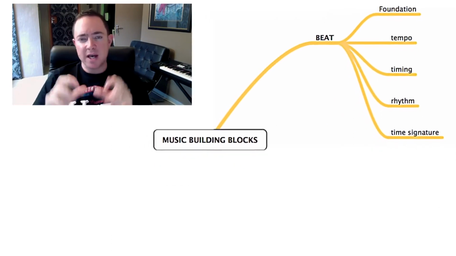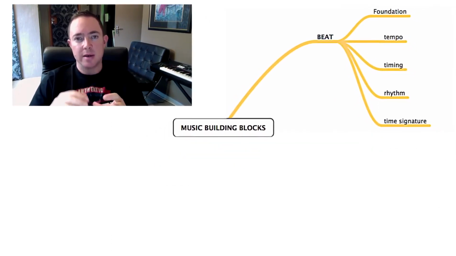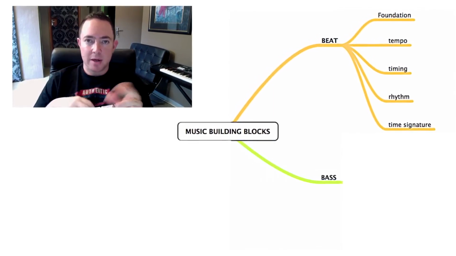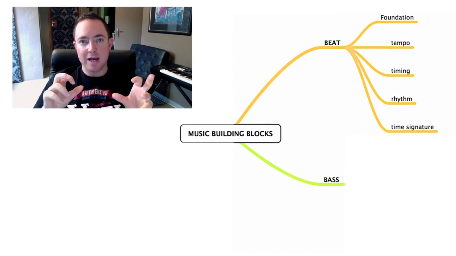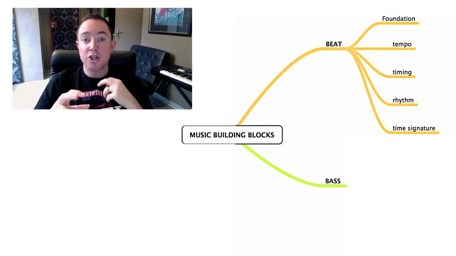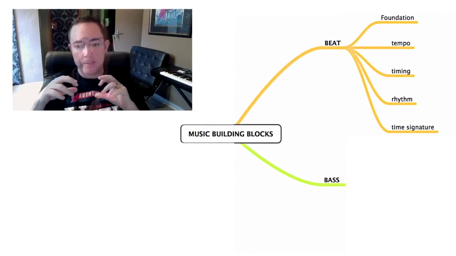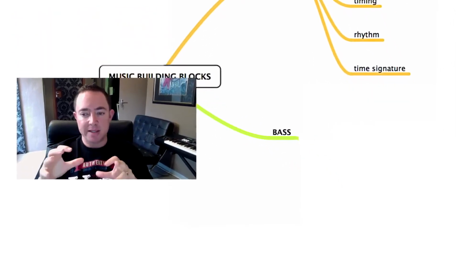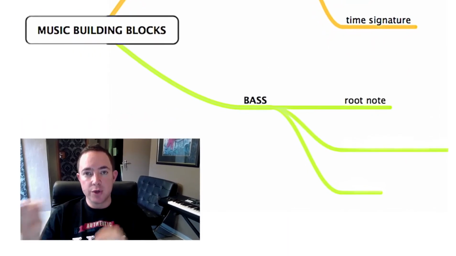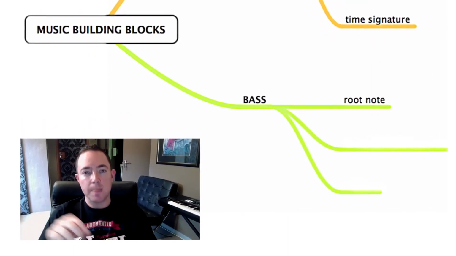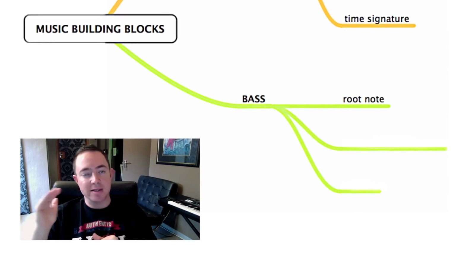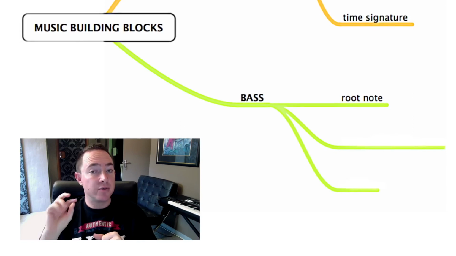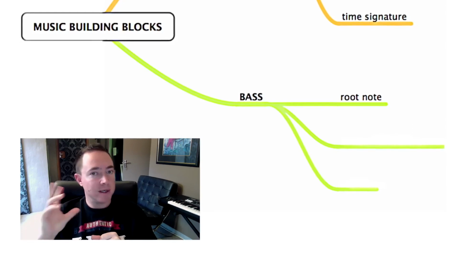The next key foundational block in music is bass. Bass and beat are like first cousins. They're very closely related, and bass works in conjunction with beat. So bass is usually built on top of the beat. The first function of bass is it reveals the root note. The root note of a song, which is usually the key that the song is in, is very quickly picked up by the bass. And the bass reveals the root note of the song to the listener.